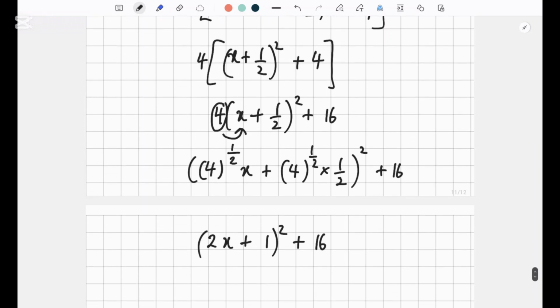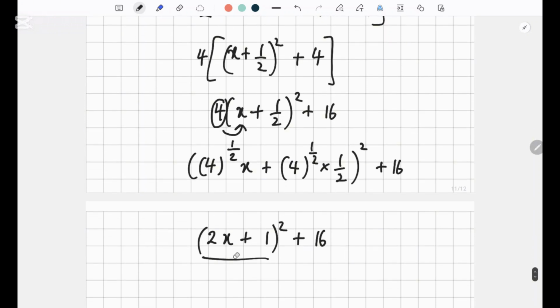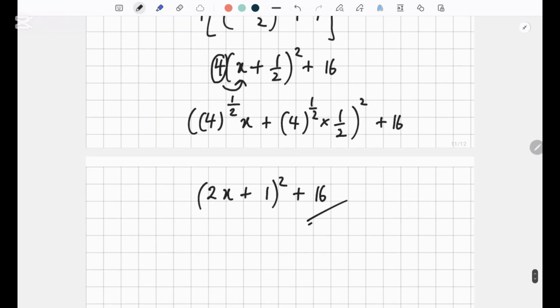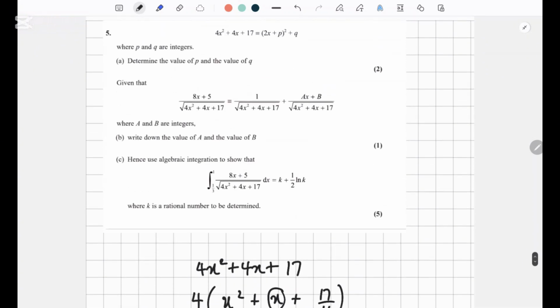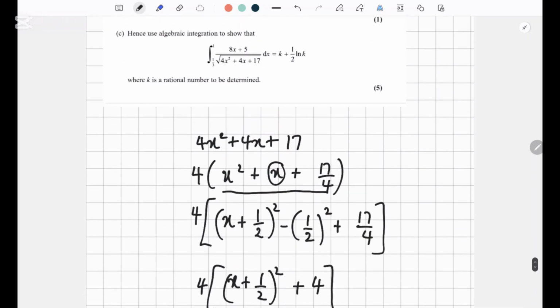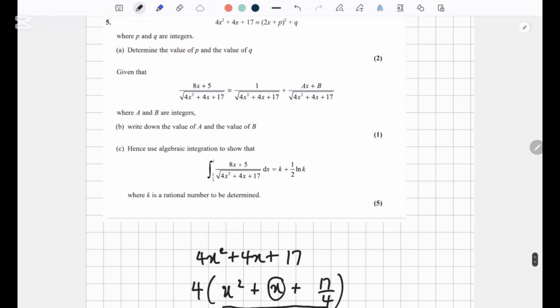So let's say they didn't ask us to write it in this form. If we need to take this 2 out, when you take 2 out, it should be squared. So 2 squared comes out, and you divide every term inside the brackets by 2. So that's really good, this is our format. And they ask the values of P and Q, so P equals 1, Q equals 16. That's your first part, and that was just 2 marks.